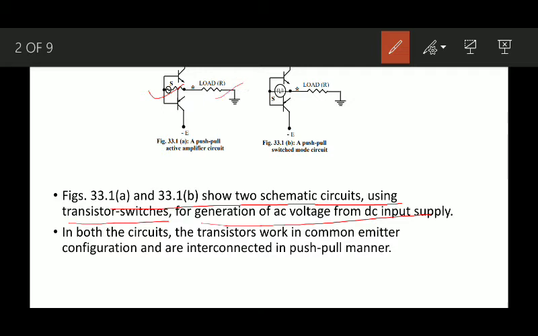In the second diagram, figure B, you can see the switching at the base is not a sinusoidal wave, but a square wave. In both circuits, the transistors work in common emitter configuration and are interconnected in a push-pull manner. You can see it is a push-pull amplifier.